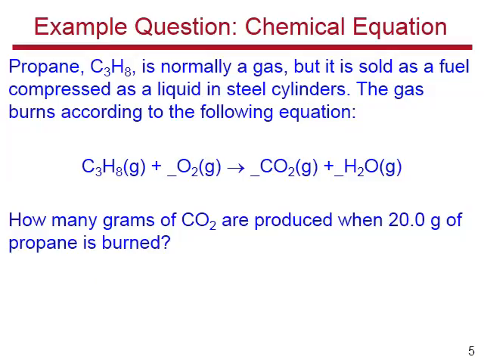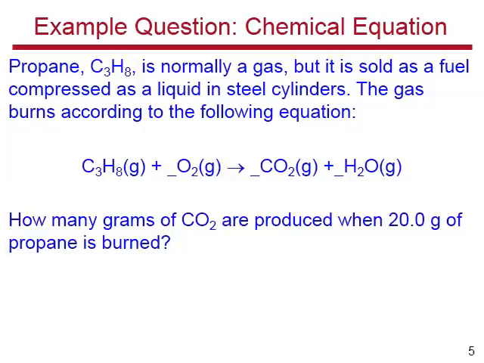Let's take a look at an example. Propane, C3H8, is normally a gas, but it is sold as a fuel compressed as a liquid in steel cylinders. The gas burns according to the following equation: C3H8 plus oxygen giving carbon dioxide and water. How many grams of carbon dioxide are produced when 20 grams of propane is burned? Now, in order to solve this problem, you need to first have a balanced chemical equation.